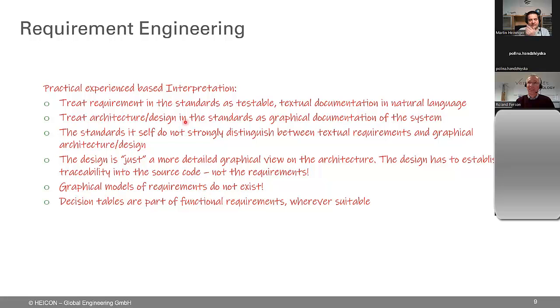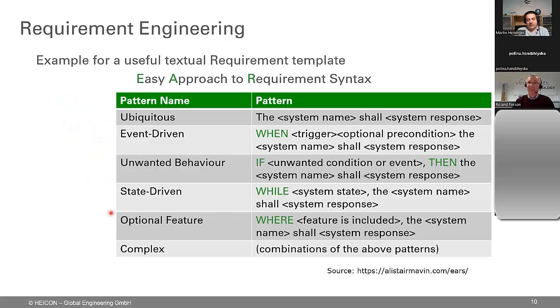Again, as I said, requirements in text, architecture in graphics. Decision tables to fulfill the standards are part of the functional requirements, and then you're fine. So this is the way to cover these points mentioned in these standards for requirement engineering. One more point for requirement engineering, it's just a side step here for this webinar. You can do a full seminar of a day or two on requirement engineering.